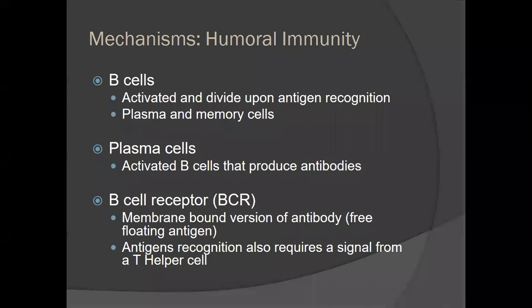Here with B cells, right? Remember, antigen recognition is needed, which will lead to the formation of plasma and memory cells. Remember, plasma cells are the ones that are producing antibodies. That activation process also requires help from T cells, which we'll get into a little bit more too. And remember, the B cell receptor can bind free-floating antigen, which is a unique feature that a T cell receptor does not have.